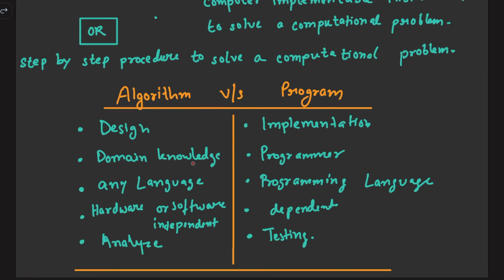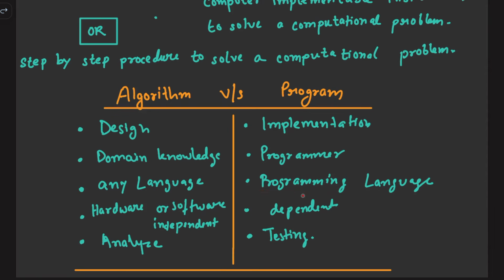So as we took an example of explaining the steps to find the largest number in an array, we might need the knowledge of what is an array and what is a largest number and how to find it. But we don't need the knowledge of the programming language. So we can write the algorithm even if we have the domain language, but the program can only be written by a programmer. The algorithm can be written in any language.